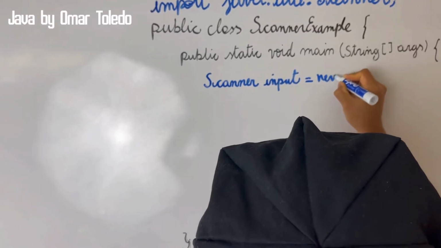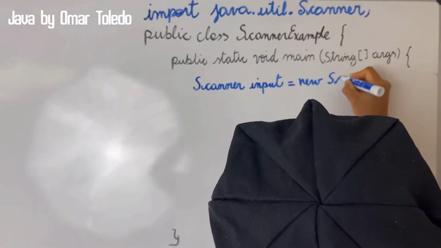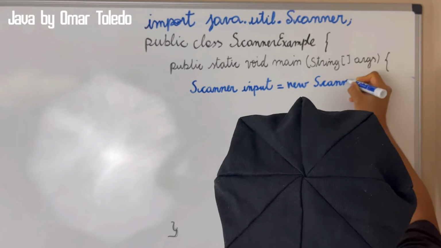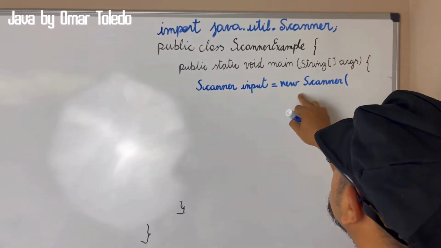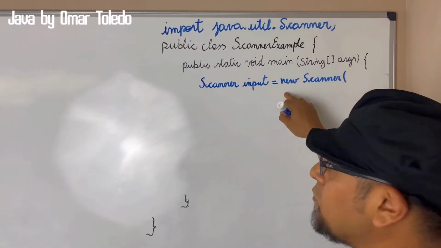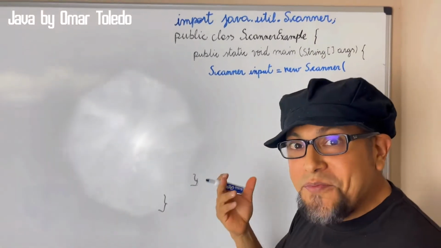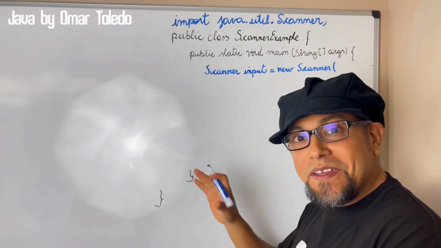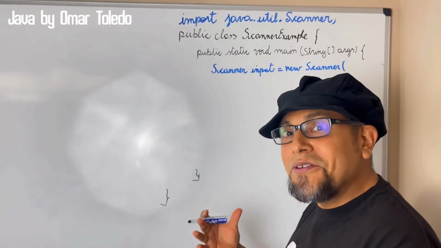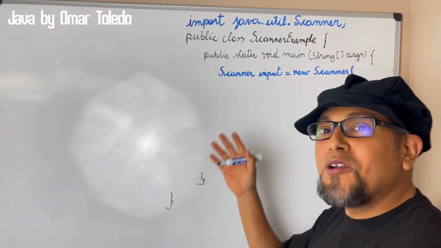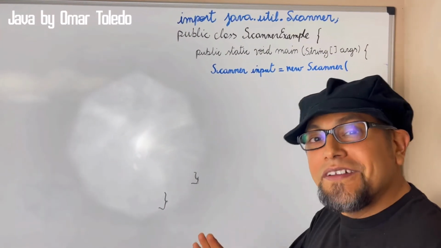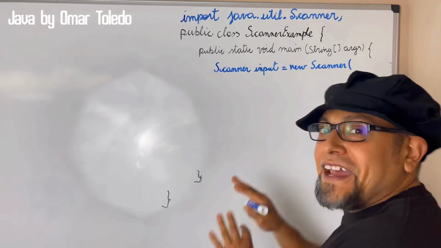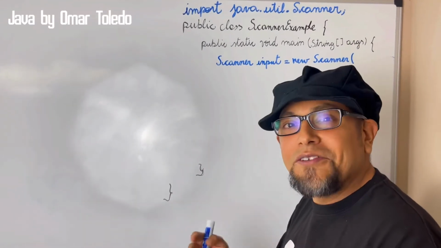So now, a Scanner, I'm going to call that input. Equal new Scanner, parentheses. Okay. For now, you have to memorize how to write it down. Later, when we learn object-oriented programming, remember, this is just a basic thing. Later in my videos, when I teach you object-oriented programming, you're going to understand completely how to create objects. For now, just believe me, create the scanner like this, and then everything is going to make sense.